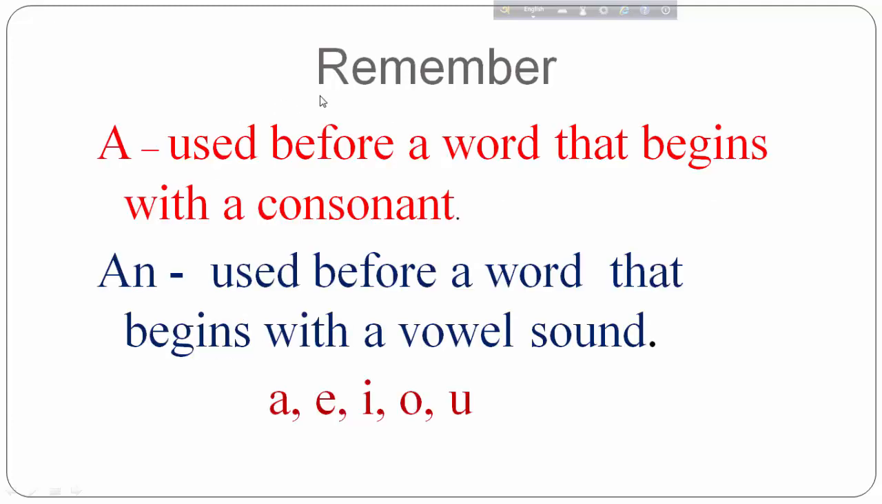So what do we have to remember? A is used before a word that begins with a consonant. An is used before a word that begins with a vowel sound: A, E, I, O, U. I hope you have understood very well.